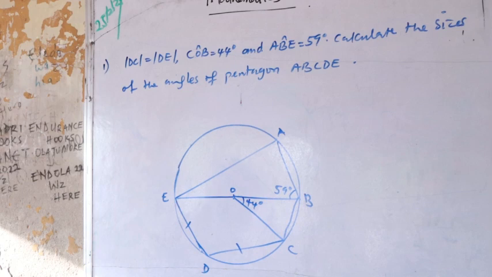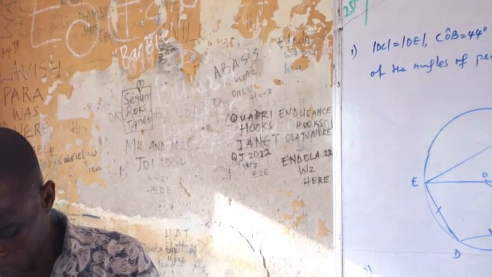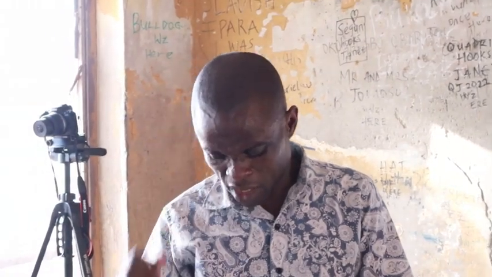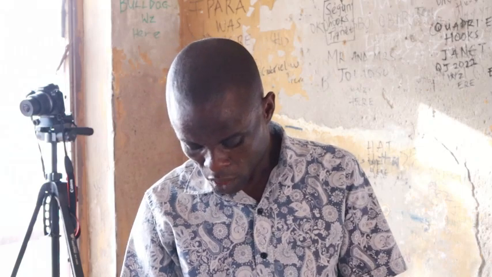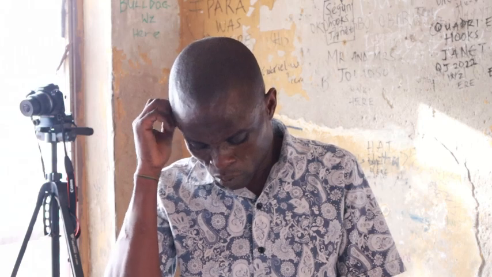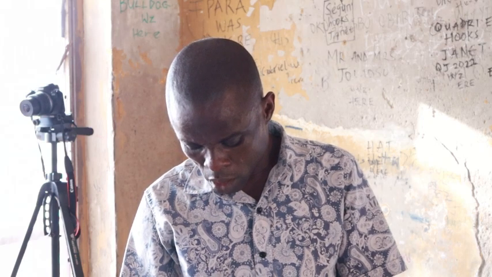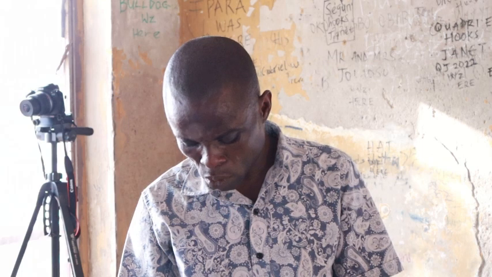Are you ready? Number two. In the diagram below, the two circles intersect at X and Y. The center of the smaller circle is on the circumference of the bigger circle.